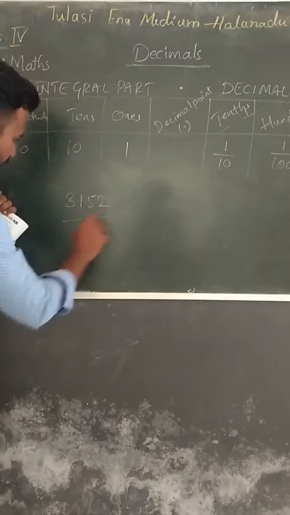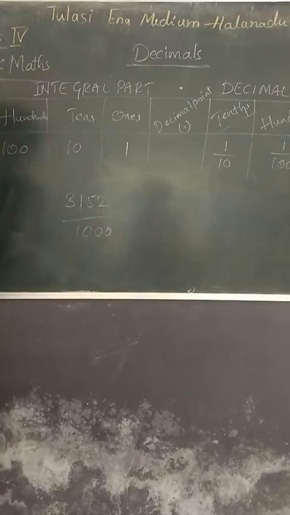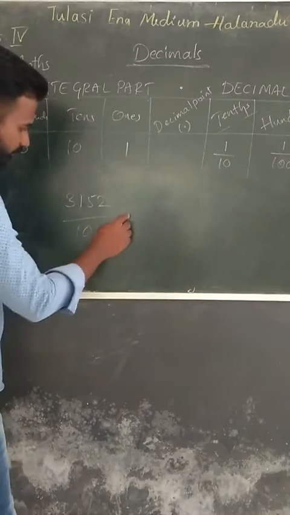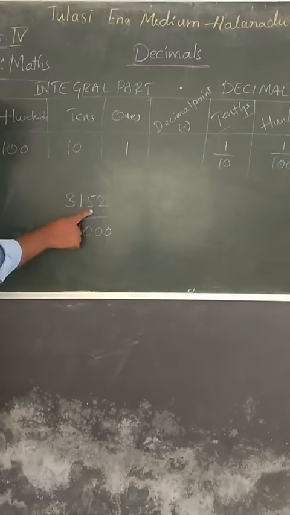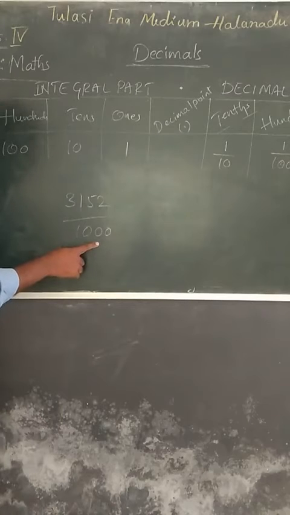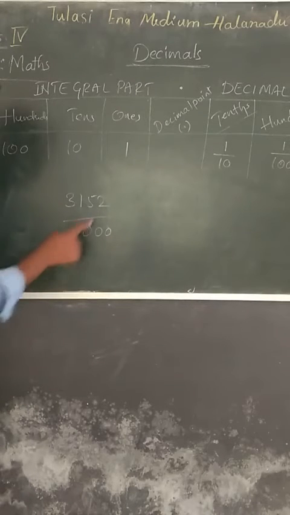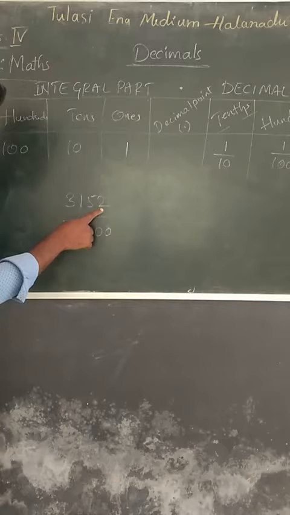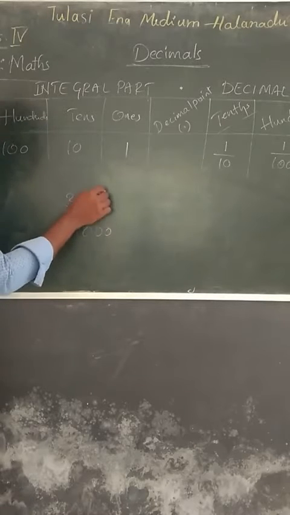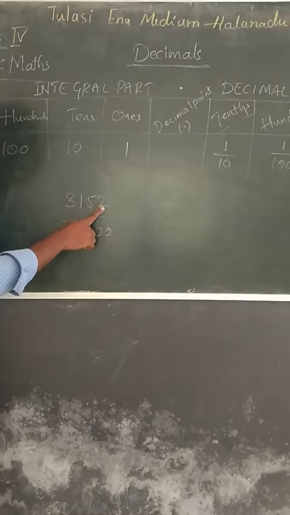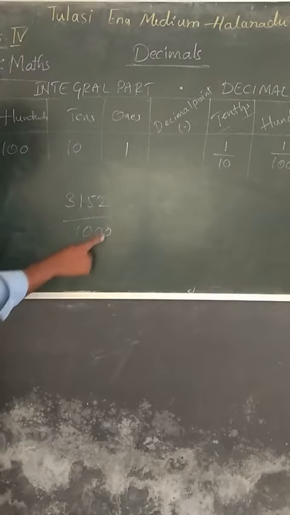3,152 divided by 1000. So writing in terms of decimal, 3,152 by 1000. The last digit 2 is in the 1000th place. So we have to look at the last digit here. 2 we have to write in the 1000th place.